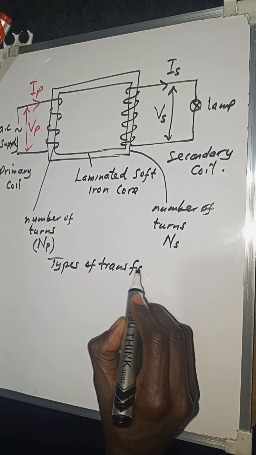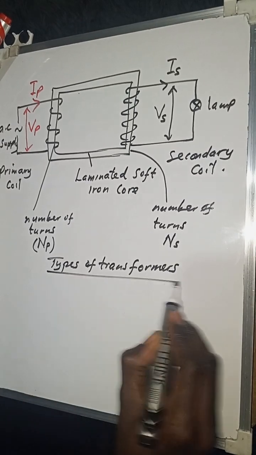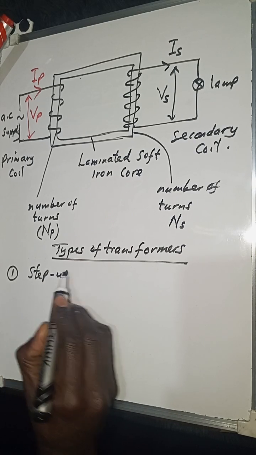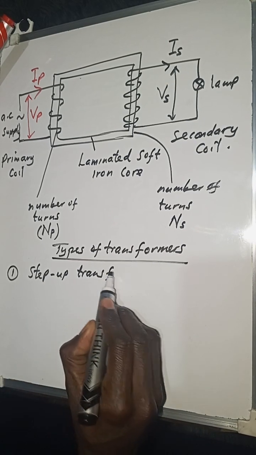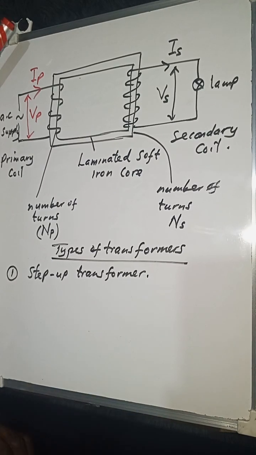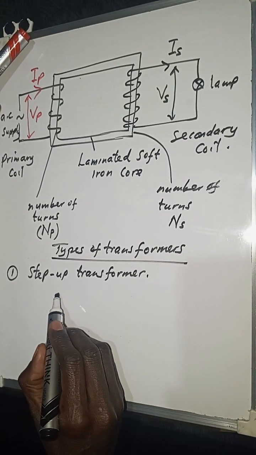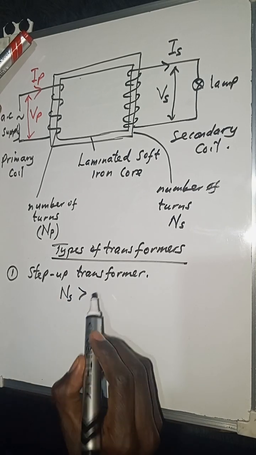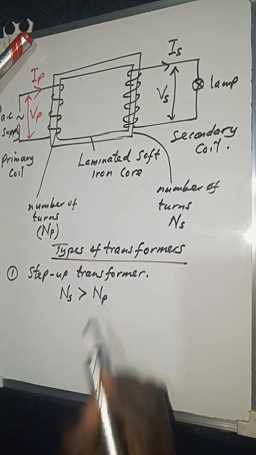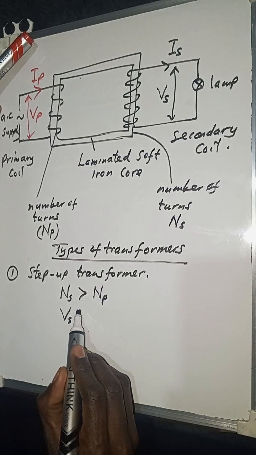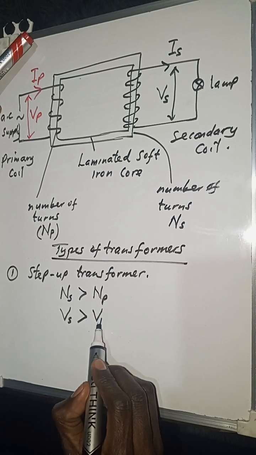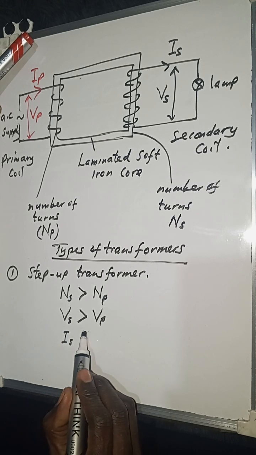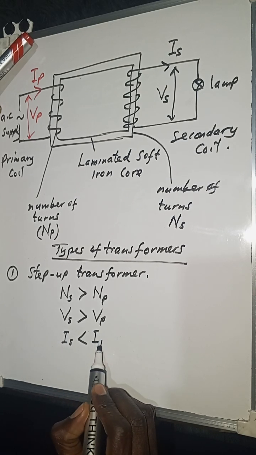There are two types of transformers that you are going to be finding in the exam. So it is either you are dealing with a step-up transformer. Now, how can you know that this is a step-up transformer? Well, for a step-up transformer, the number of turns in the secondary will be greater than the number of turns in the primary. And therefore, the voltage in the secondary will also be greater than the voltage in the primary. It simply means that the current passing through the secondary coil will be less than the current in the primary.